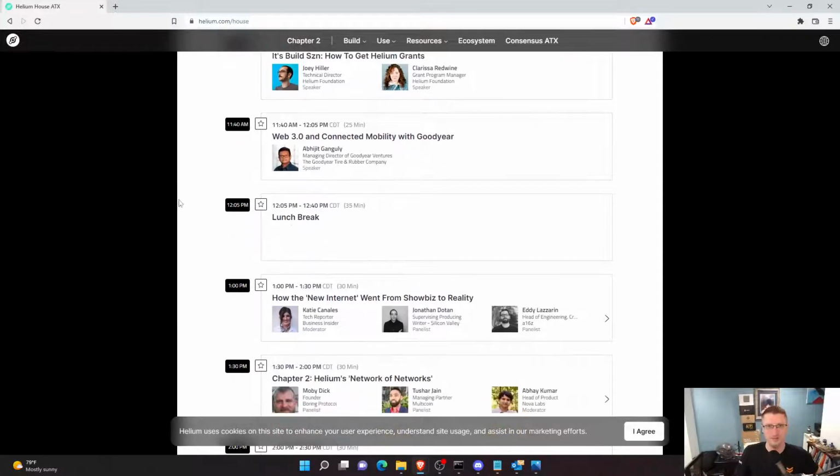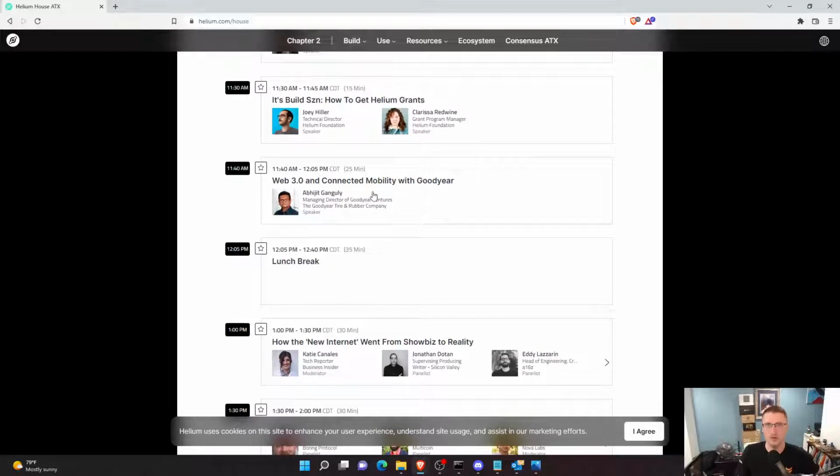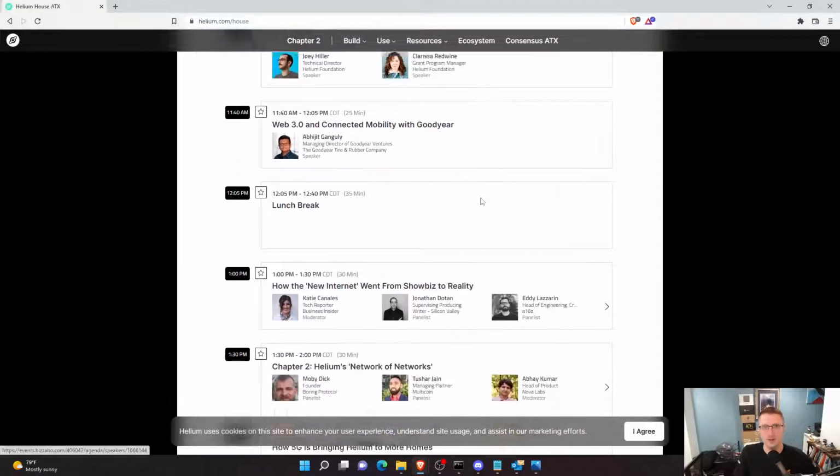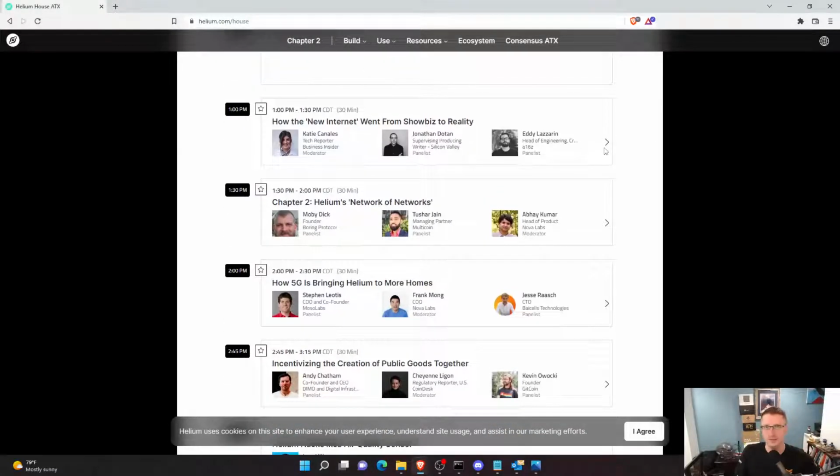So let's see here, Web 3.0 and connected mobility with Goodyear. So I think this was talking about potential air sensors embedded in tires or something like that. I'm excited to hear about that as well. New internet went from showbiz to reality. So this might be potentially some new bombs might get dropped in these sessions here. A lot of people that we haven't heard from in here. Business discussions. Of course, Frank's in there as well.